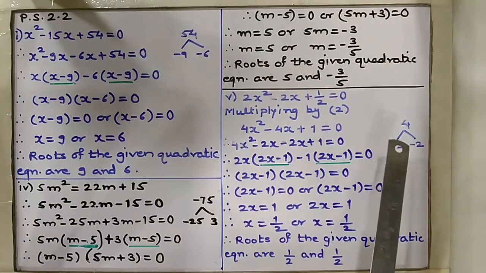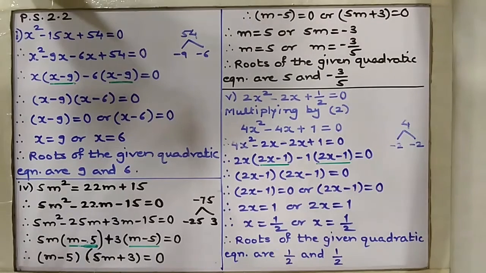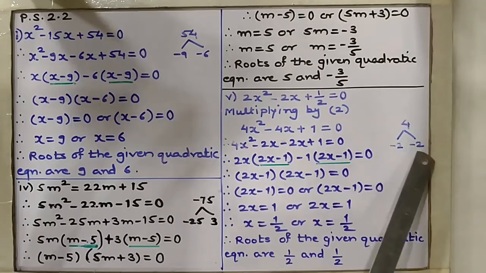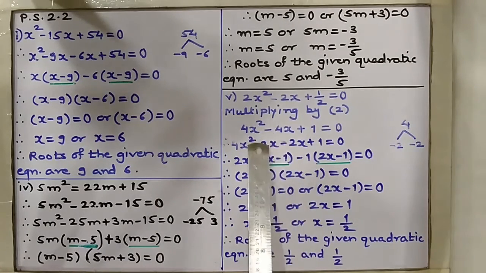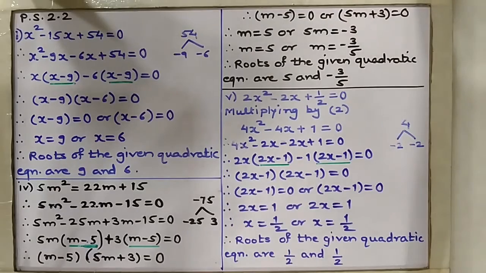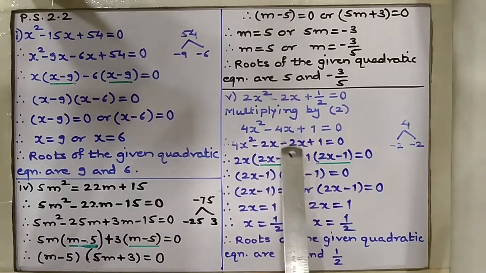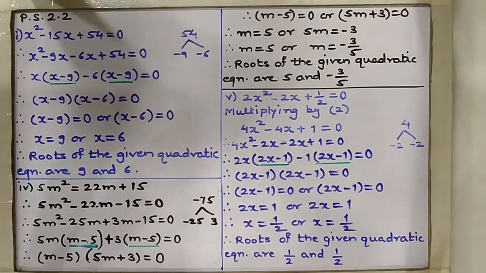So we'll write down two numbers, minus 2 and minus 2. Minus 2 multiplied by minus 2 is plus 4, and minus 2 minus 2 is minus 4. So both conditions are getting satisfied. So our factors are correct. So we'll split minus 4x as minus 2x minus 2x. So we'll write down 4x square minus 2x minus 2x plus 1 equal to 0.